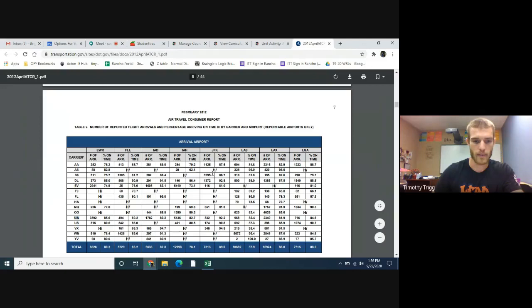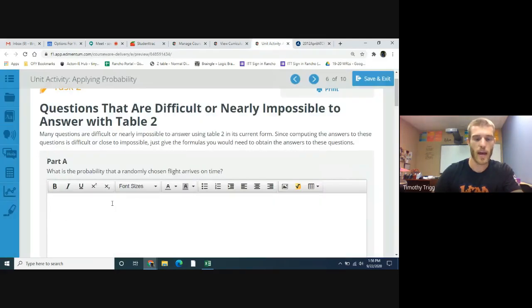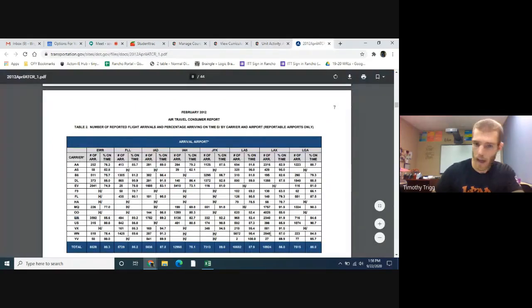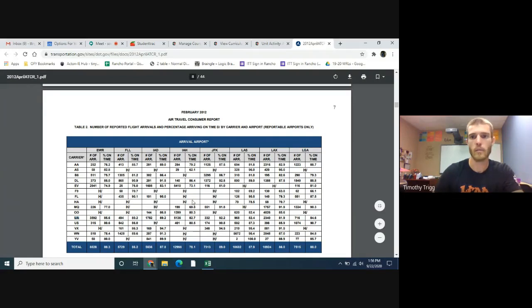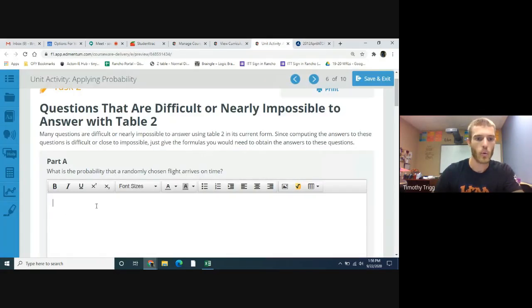Table 2 does not give that information. It doesn't give us the information of, out of all the flights, what is the probability it arrives on time? It gives you specific numbers for specific carriers and cities, but it doesn't give you the grand total. So how would we calculate this?